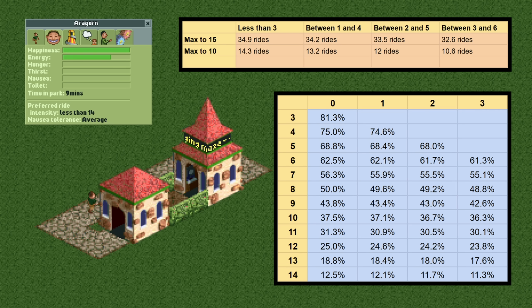If you keep your guests happy and the intensity ratings of your rides below 10, then guests will already ride everything when their maximum intensity preference reaches just 8. This is on average already reached in less than 10 rides, no matter what they start with.